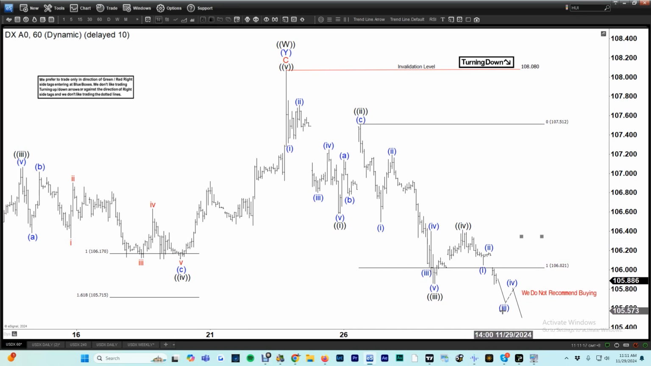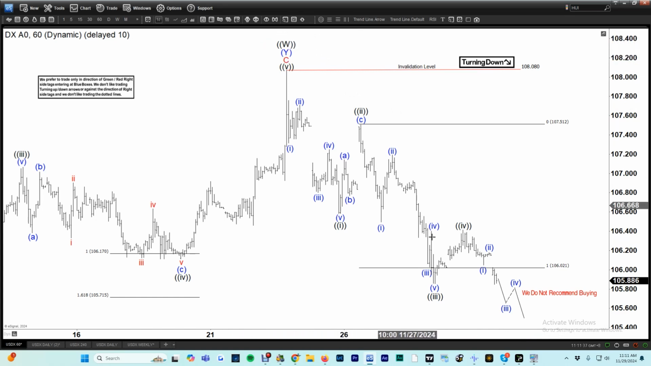Today is November 29 and the chart of the day is the dollar index, DXY. Here is a 60 minutes time frame. Right here we got the top at 108, labeling it as a W. Now this one may change, but for now calling it W.